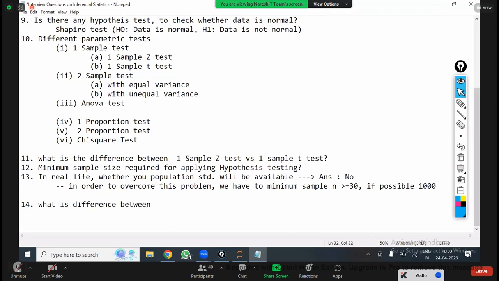Is that clear, guys? Now, what is meant by level of significance? Now, automatically, what is meant by confidence? Opposite to this is confidence. What is meant by confidence?